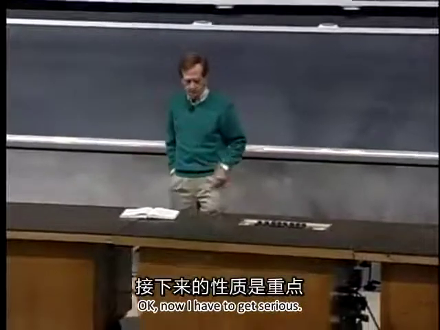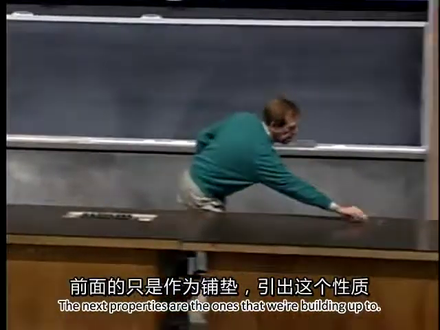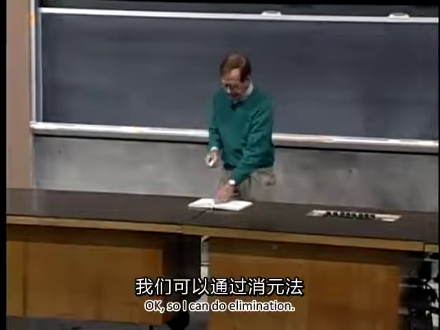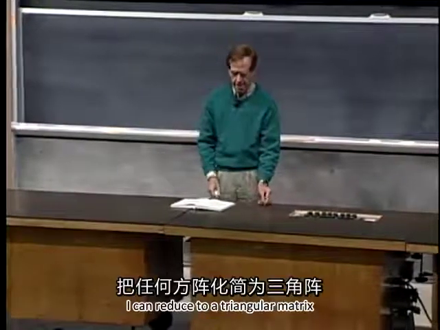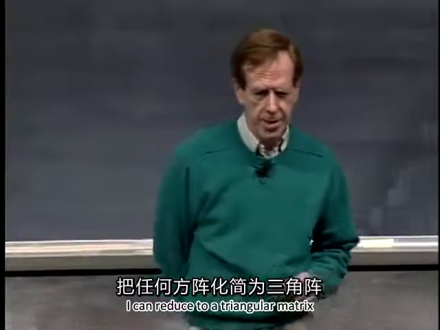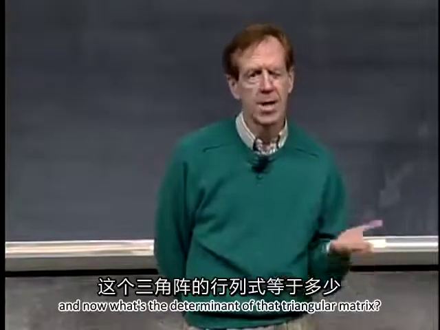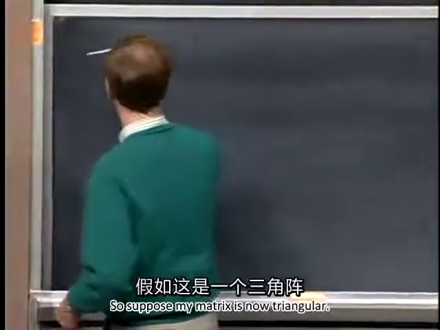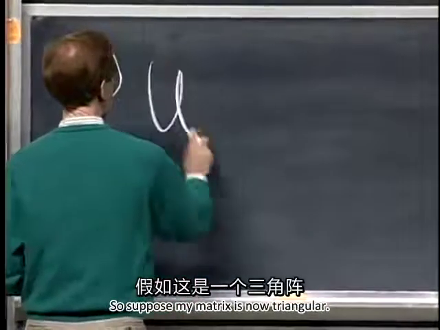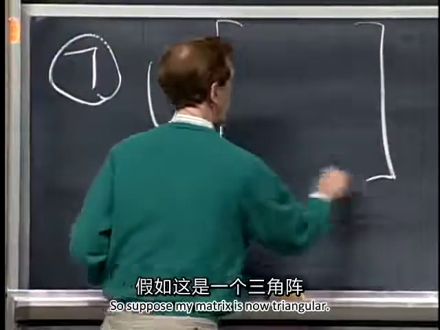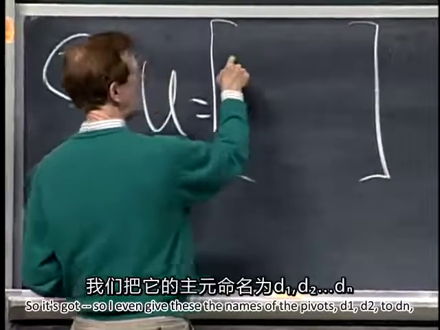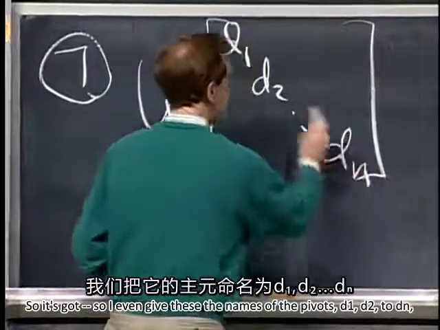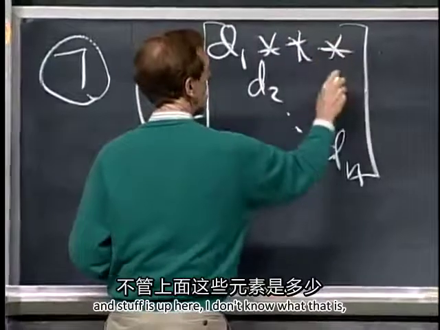Now I have to get serious. The next properties are the ones that we're building up to. Okay. So I can do elimination. I can reduce to a triangular matrix. And now what's the determinant of that triangular matrix? Suppose, all right, rule 7. So suppose my matrix is now triangular. So it's got, shall I even give these the names of the pivots, D1, D2 to Dn? And stuff is up here.